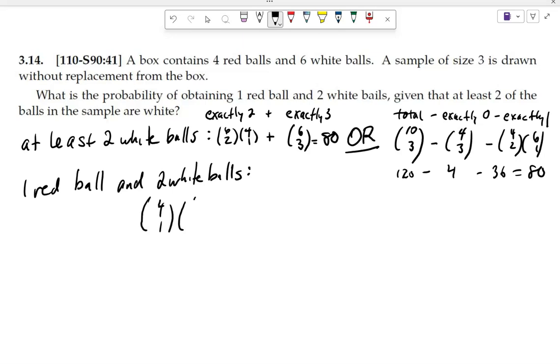Good. 1 red out of 4, 2 whites out of 6. 4 times 15 is 60. So your probability in this case will be what? 60 over 80, which reduces to 3/4. Is that okay? Hard part's counting it, right? Once we get them counted, we just need to make the fraction. All right.